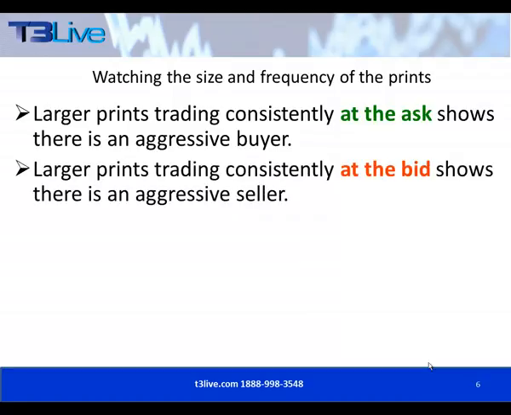Now let's take the opposite side of that. Larger prints trading consistently at the bid. The bids are advertisements to buy. Larger transactions at the bid is larger transactions of active selling. Shows there's an aggressive seller.